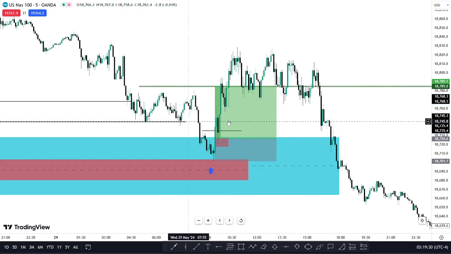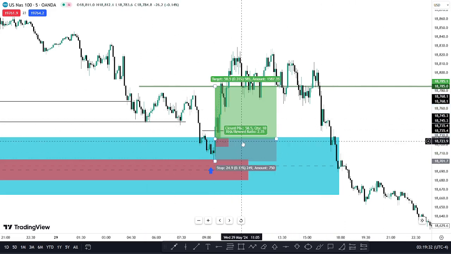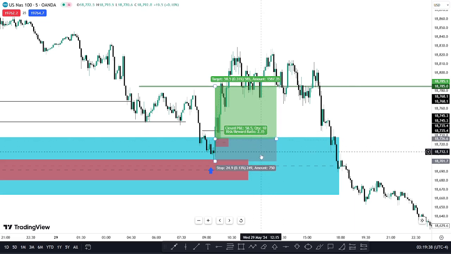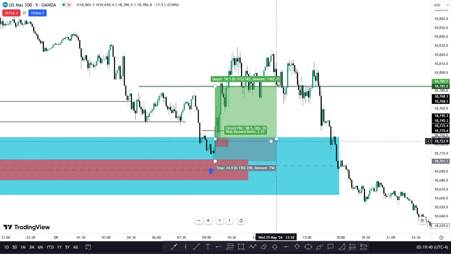If you were risking maybe $10, you multiply by 2.3, and you would have made $23.5.